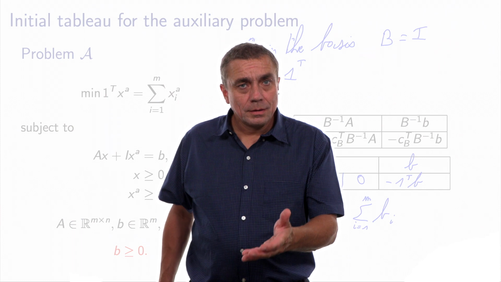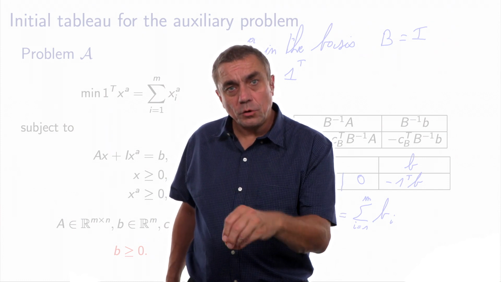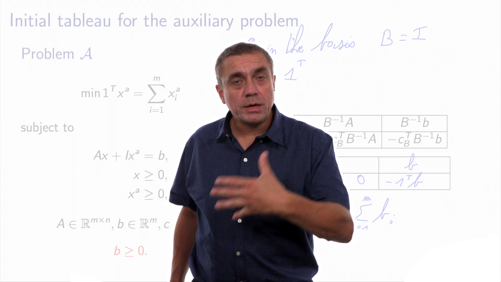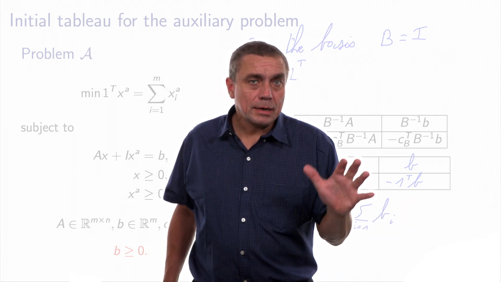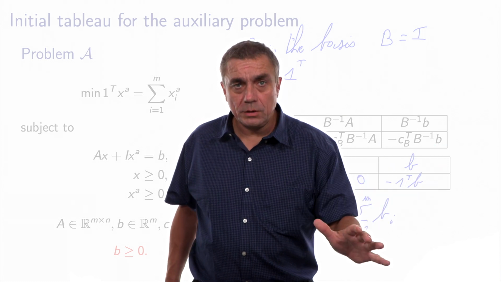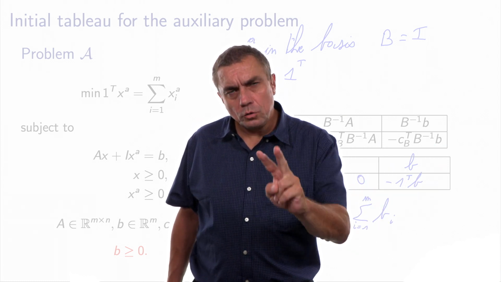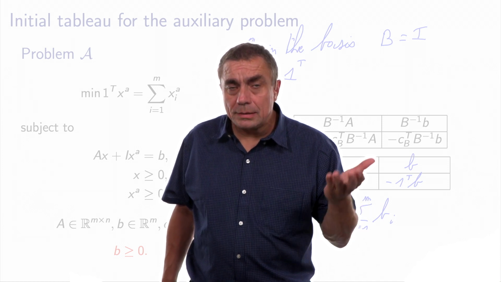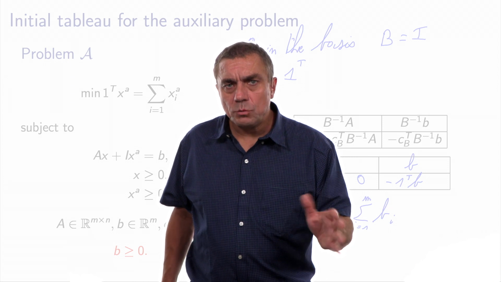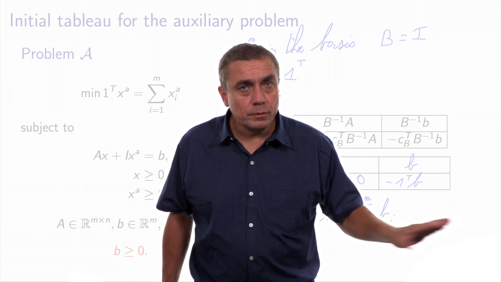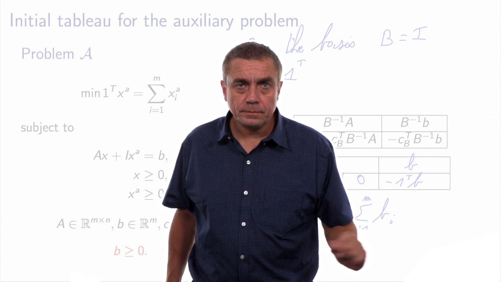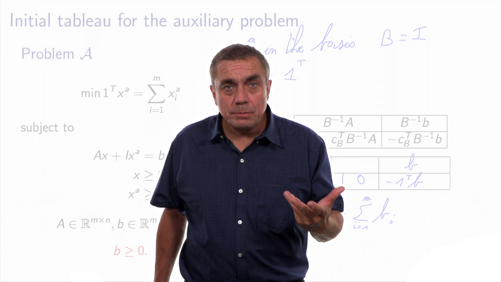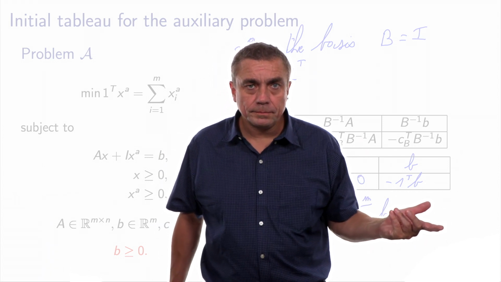This is great. We are able to easily calculate the initial tableau of the auxiliary problem. It means that we can apply the simplex algorithm and find the optimal tableau of the auxiliary problem. Now, two things can happen. Either the optimal value is strictly positive. In that case, we have a proof that the original problem has no feasible solution. We can stop here. Or the optimal value is 0. In that case, we have found a feasible vertex of the original problem.